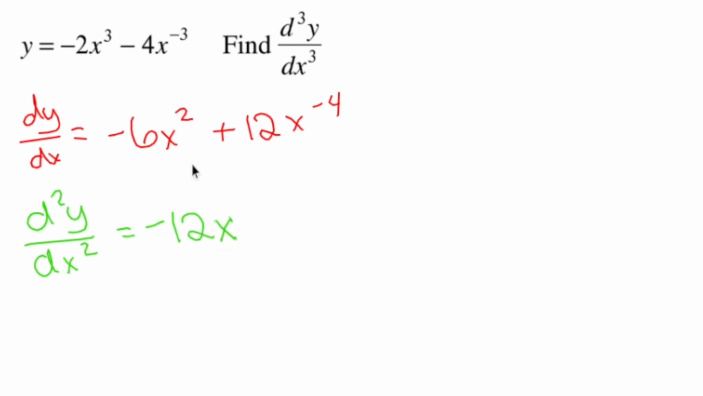Take x, leave it that way. 2 minus 1 is invisible 1, so I won't write 1 there. I know better. -4, multiply that to +12 to give you -48. X to the -4 minus 1 is -5. So that's my second derivative.